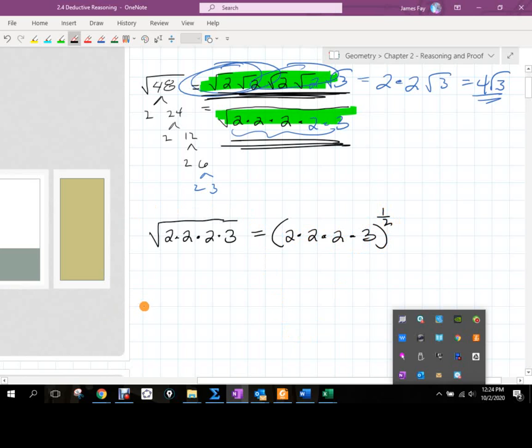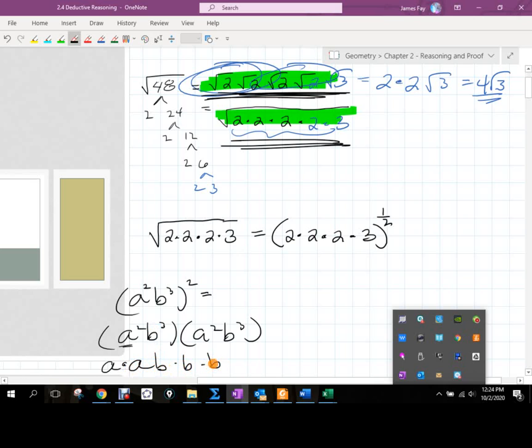Do you guys ever remember seeing something like this? Like if I have a squared b to the third, and I square that, okay, let's just think about what that means. We have a squared b to the third times a squared b to the third, right? Well, what's a squared really mean? It means a times a. And b to the third means b times b times b, right? And then a squared is a times a again, and b to the third is b times b times b again, right?